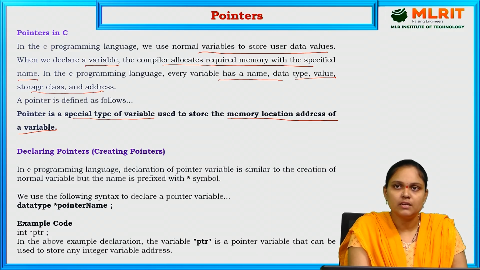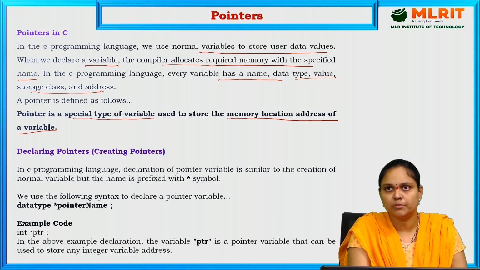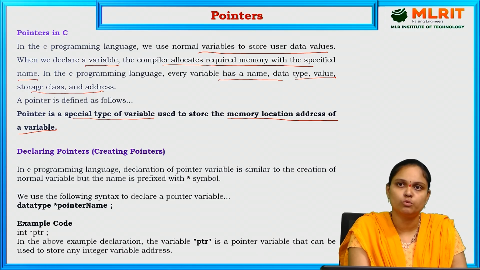So it is a special variable. A normal variable is different from a pointer variable. In normal variables, the values are stored. Coming to pointer variables, the address of that particular value is stored.